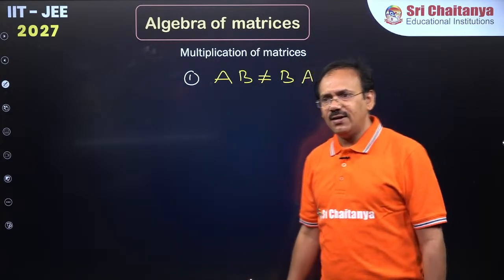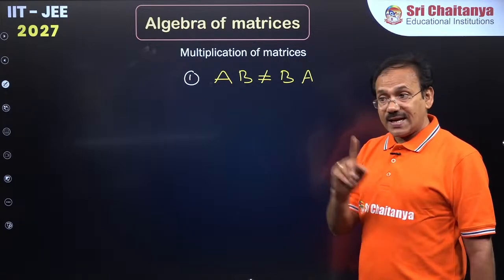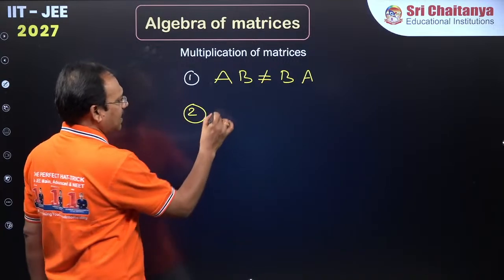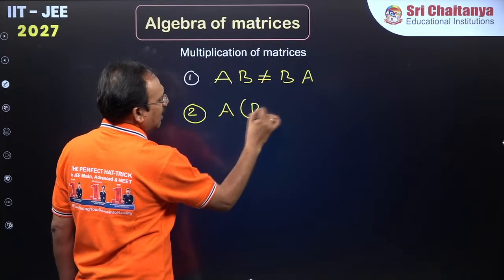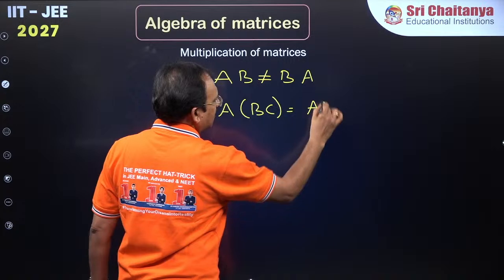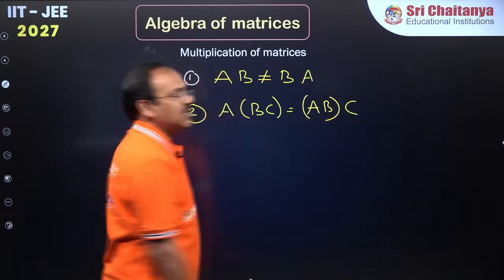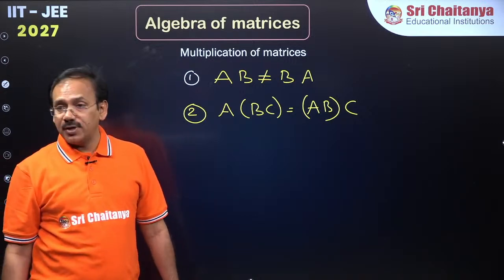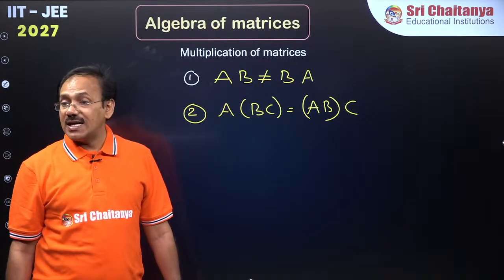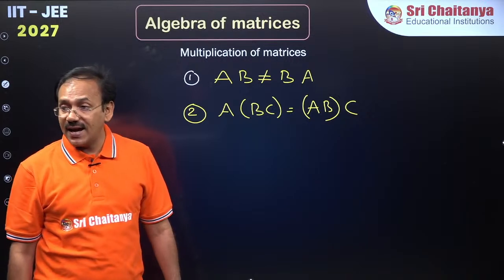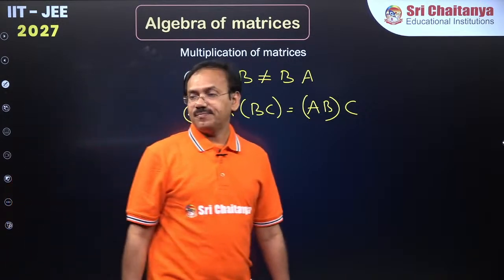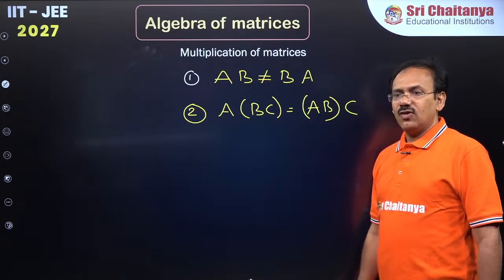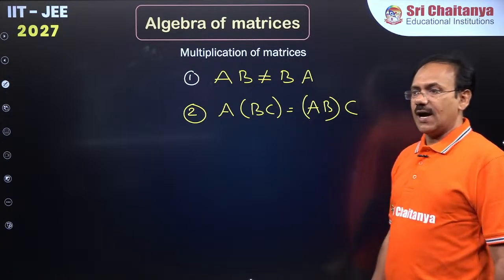Second point: in matrix multiplication, you can observe that matrix multiplication is associative. A into BC can be written as AB into C. It does not have the commutative law, but it satisfies the associative law. Right, everyone? Fine.